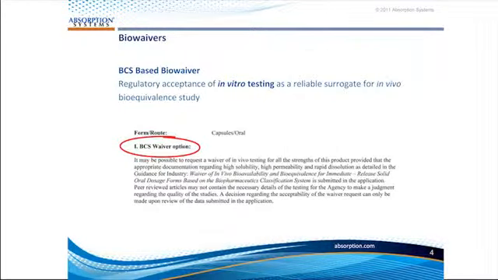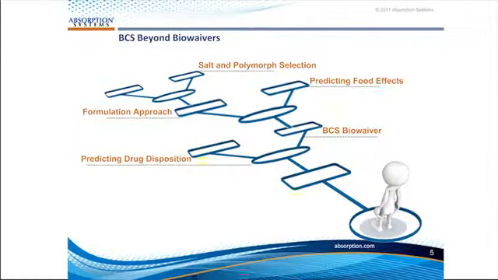There are many different ways you can define a biowaiver. One way of looking at it is regulatory acceptance of in vitro testing as a surrogate for an in vivo BE study. This image is from the FDA's individual product recommendation that basically states that for this compound, the BCS waiver option is an acceptable and suitable alternative to establish therapeutic equivalence. But as mentioned before, there is so much more you could do with an early classification.